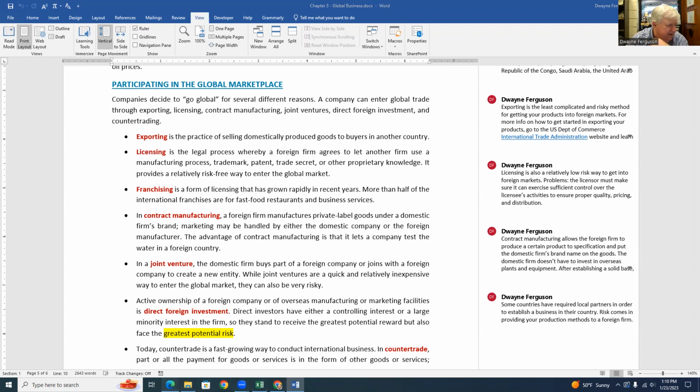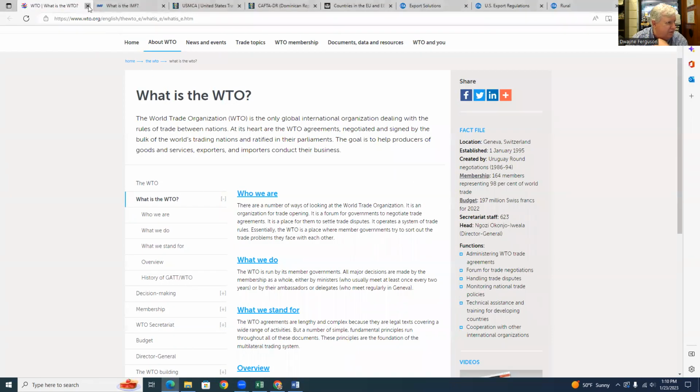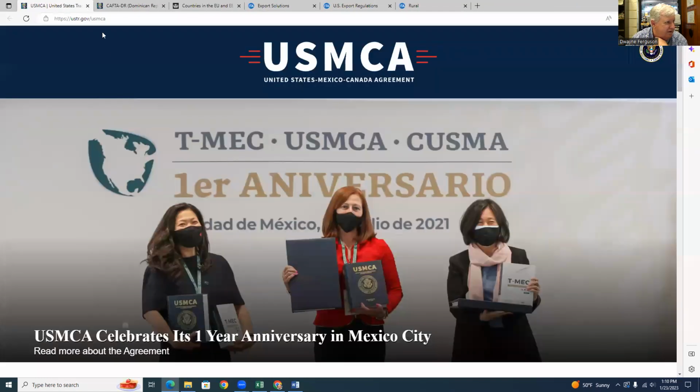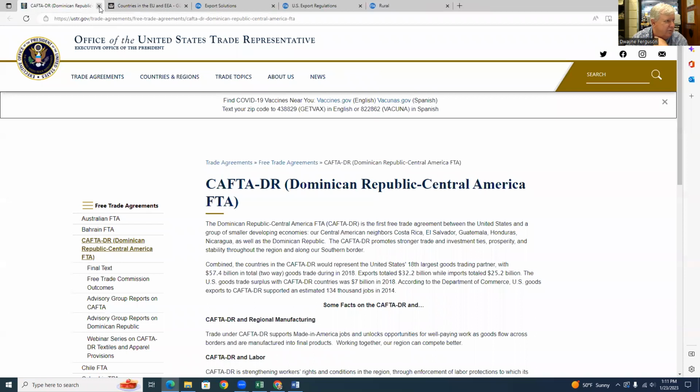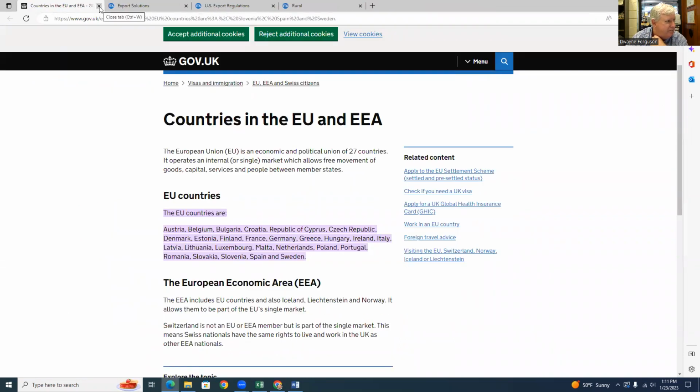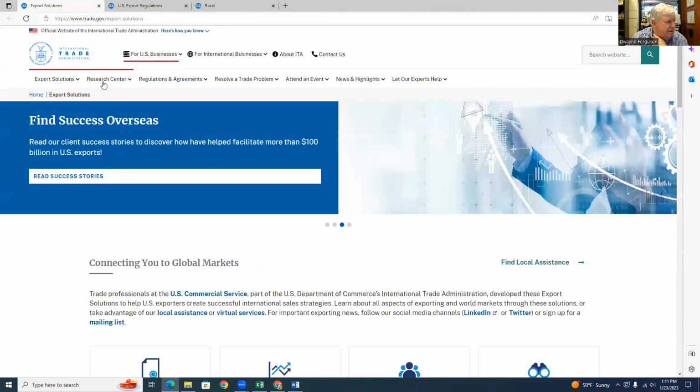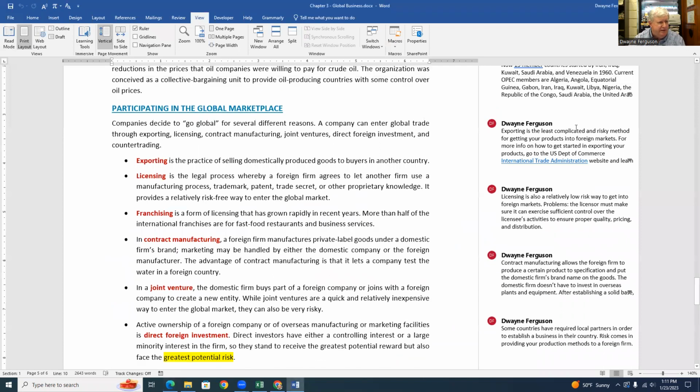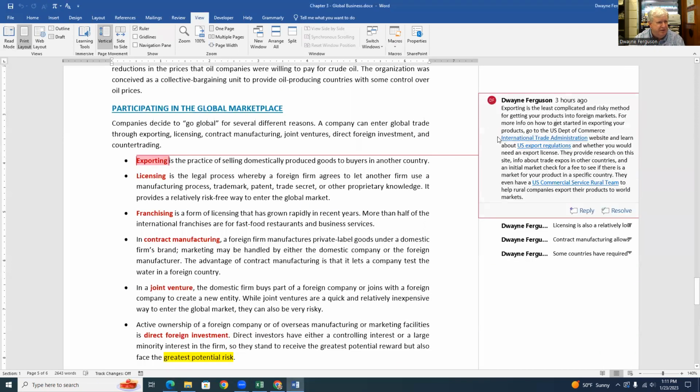I don't know, again, let me go out here and look. Here's one on the World Trade Organization, the International Monetary Fund, USMC. I just had a bunch of these, so I'm just closing them out. Here's the countries in the EU I listed for you so you can see who's in there. So, let's see. Here's the International Trade Administration. We'll come back to that. But let me go through some of this stuff here.